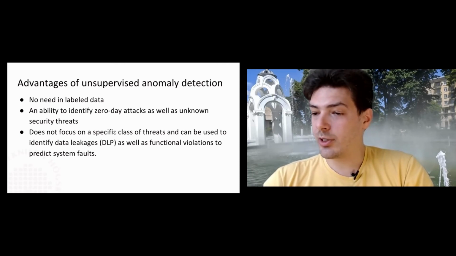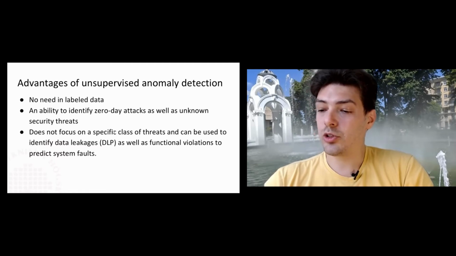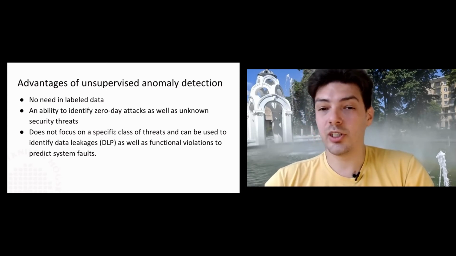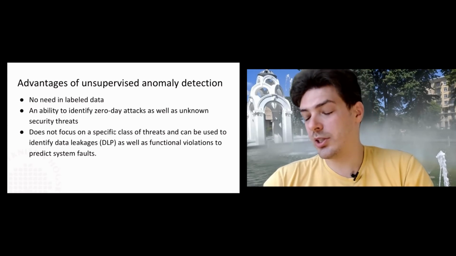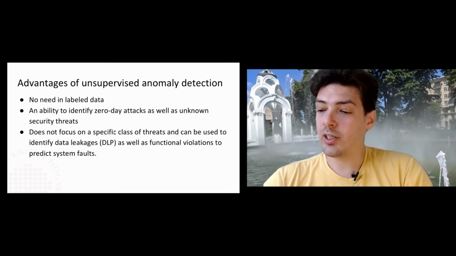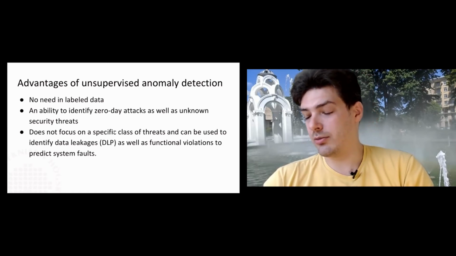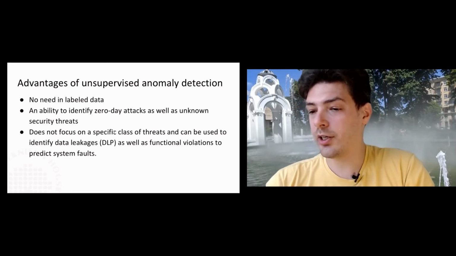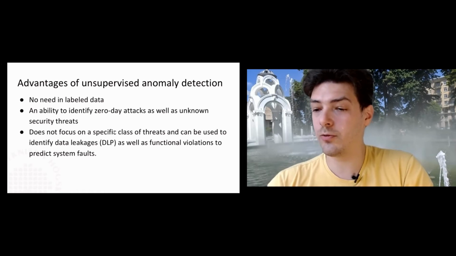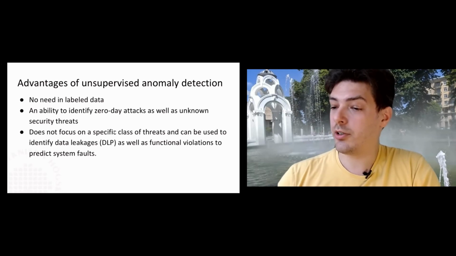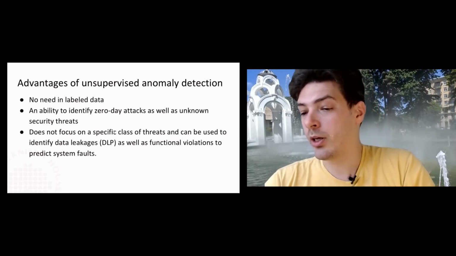Then unsupervised anomaly detection doesn't focus on a specific class of threats and can also be used to identify data leakages as well as functional violations to predict system faults. So this is also useful to apply for safety violation detection and other non-security issues. The list of anomaly detection algorithms you can find on Wikipedia. I'm not going to stop here, so you can find it and read more.